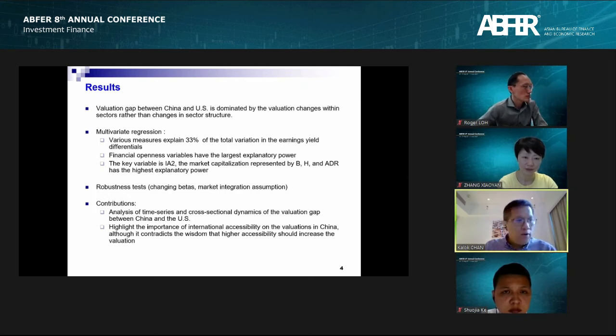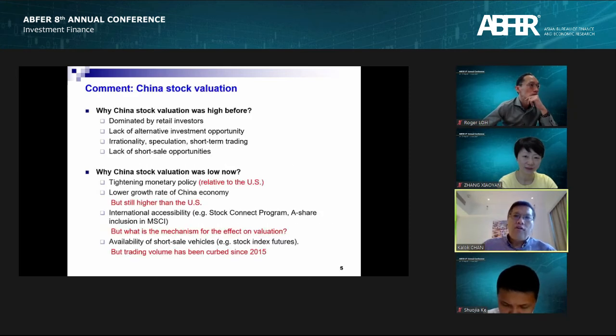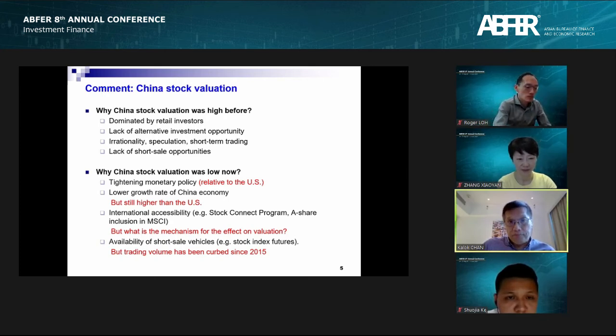So I think the paper is quite extensive, as I mentioned, with a lot of analysis. So my comments are probably more on the bigger picture rather than on the detail part. First of all, let me try to understand the paper and why they study the Chinese stock valuation. We know that Chinese stock valuation was high before. There are various reasons for that: the China market is dominated by retail investors, there's a lack of alternative investment opportunity, it is full of irrationality, speculation, and short-term trading, and there's also a lack of short-sale opportunities. There are many papers written on that before.